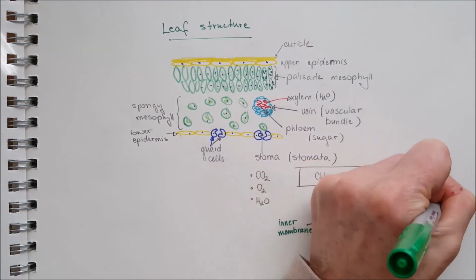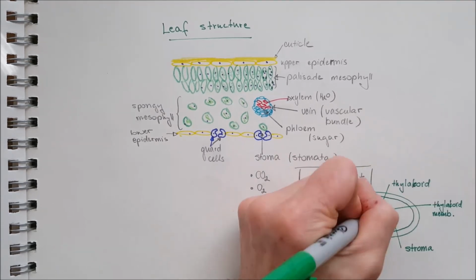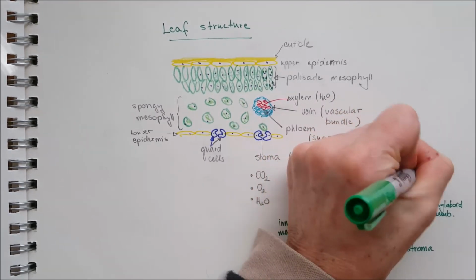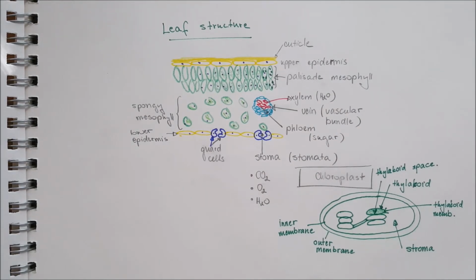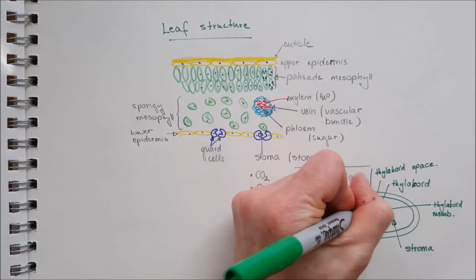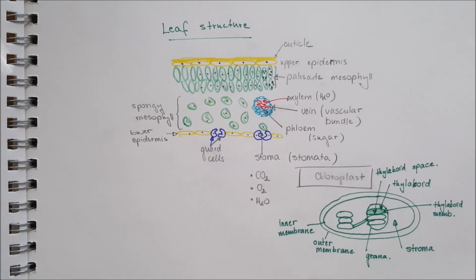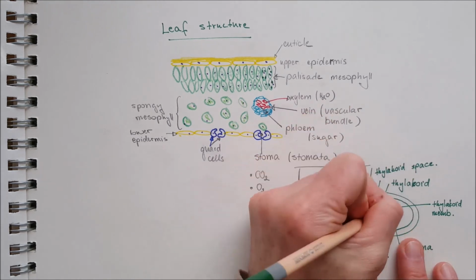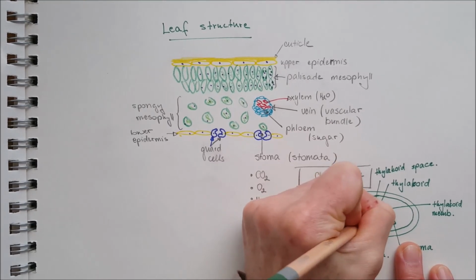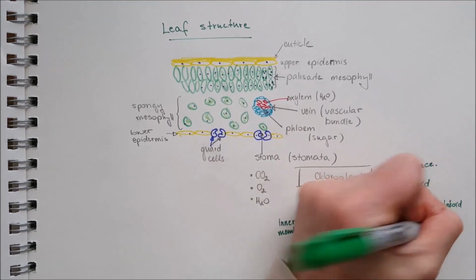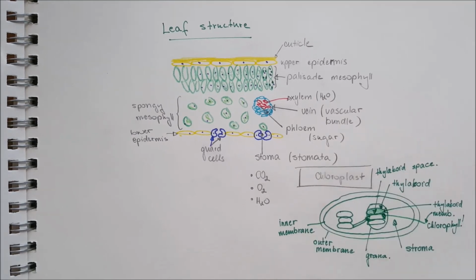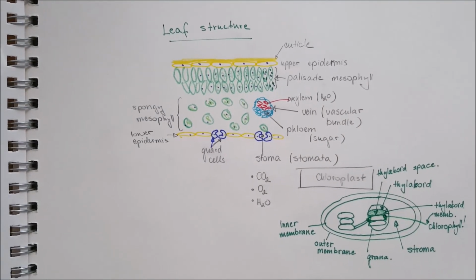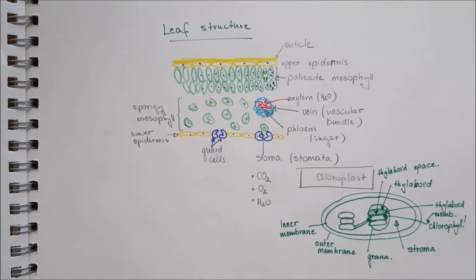The thylakoid is covered by the thylakoid membrane, and inside of the thylakoid membrane we have the thylakoid space. The whole bunch of thylakoids together are called the grana. And the grana can be connected with each other. So the chlorophyll, the pigment that absorbs the light energy, is located in the thylakoid membrane. That will be important later on.